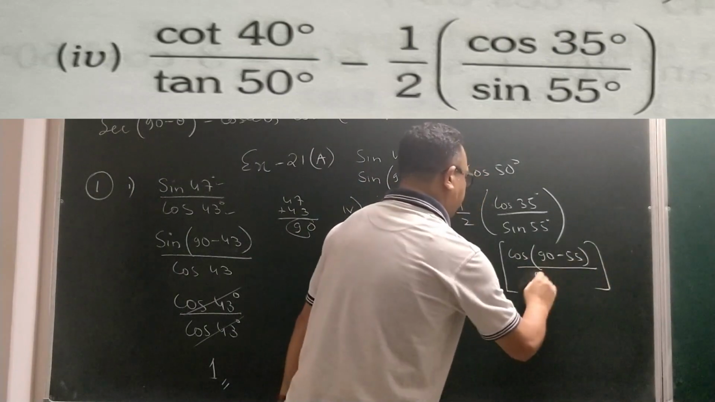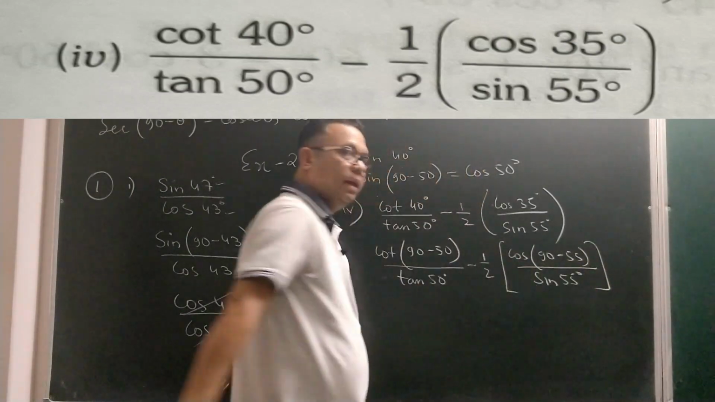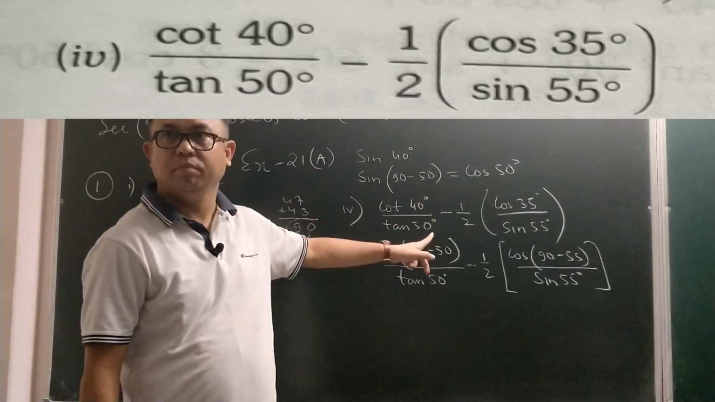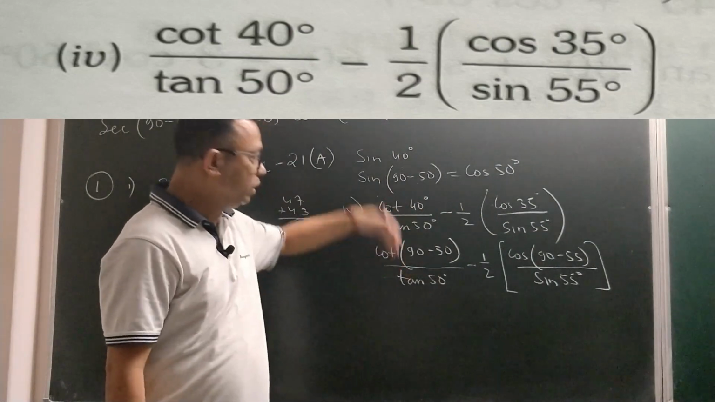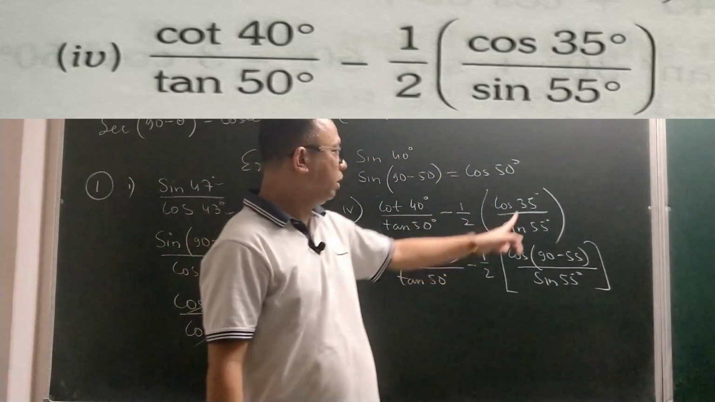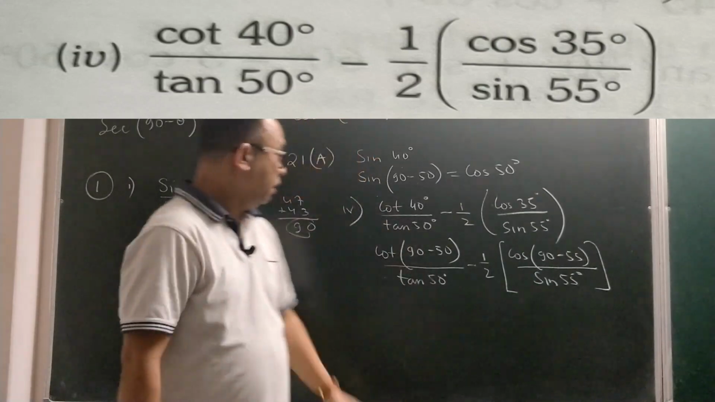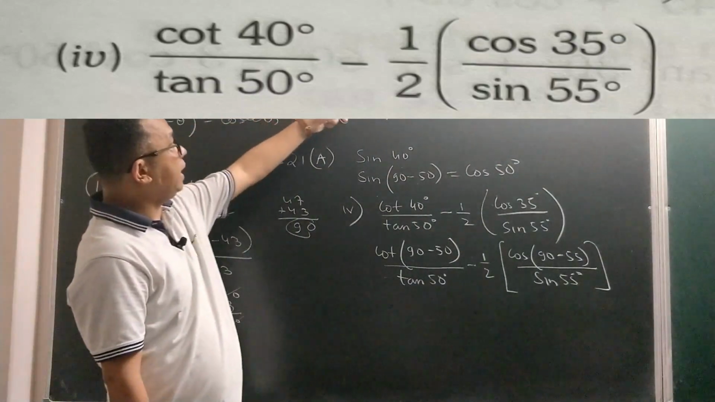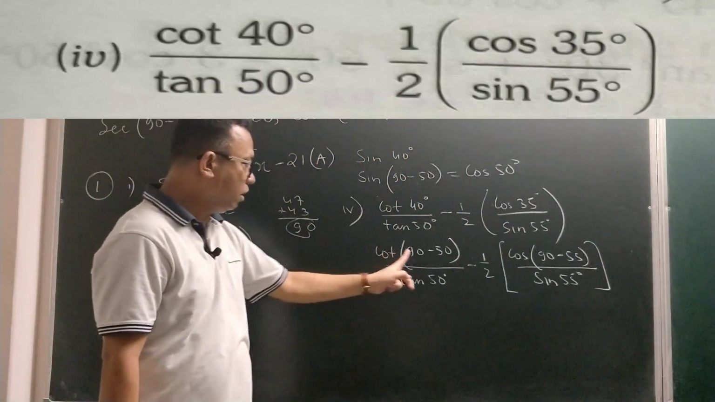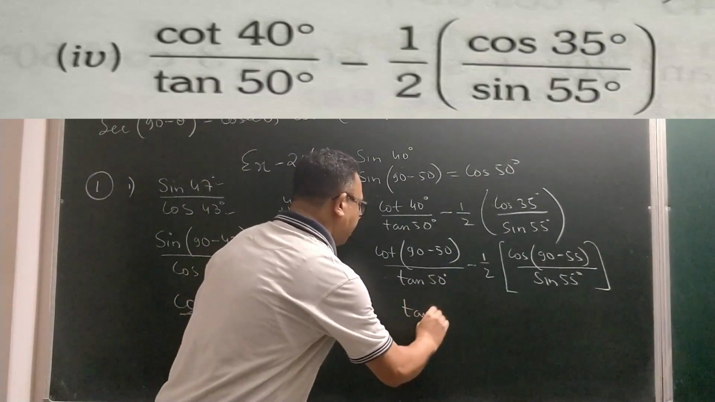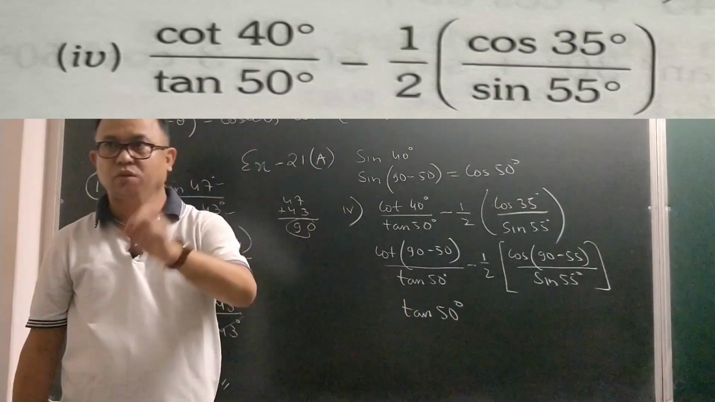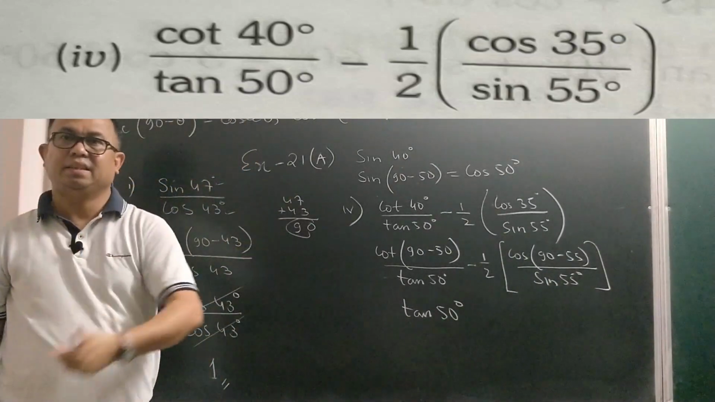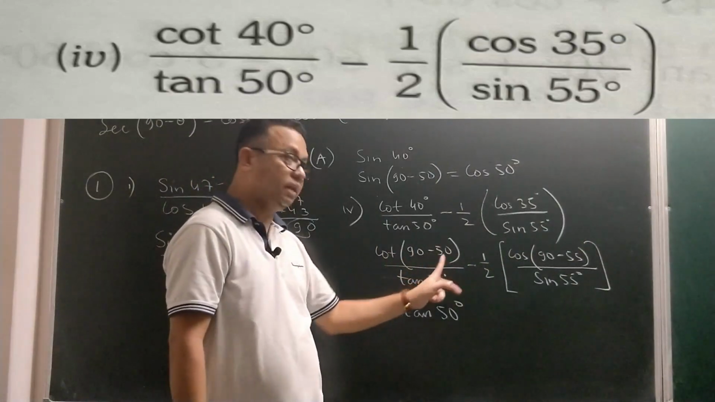Again I should tell you, please change only one of the two complementary angles. If you are changing the upper one, don't change the lower one. If you are changing the lower one, don't change the upper one. I changed the upper one here and did not change the lower one, and here also. Alright, now let's apply the formula. Cot 90 minus theta can be written as tan theta. So instead of cot 90 minus 50, I can write tan 50. Don't forget, cot changes to tan, tan changes to cot, sine changes to cos, cos changes to sine, cosec changes to sec, and sec changes to cosec.